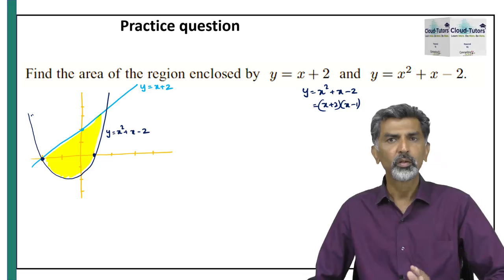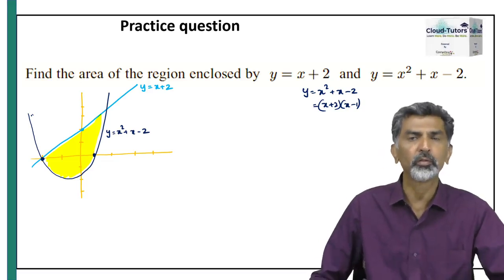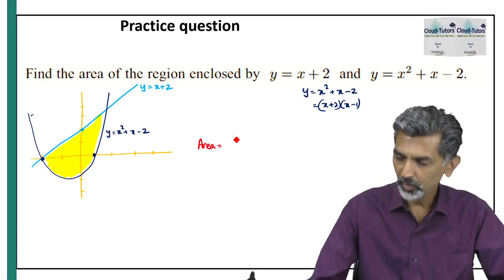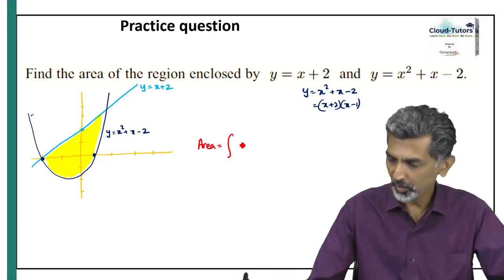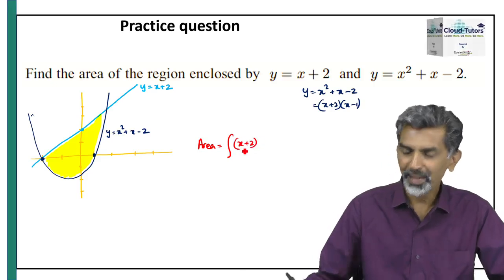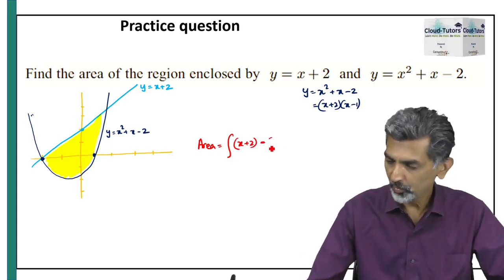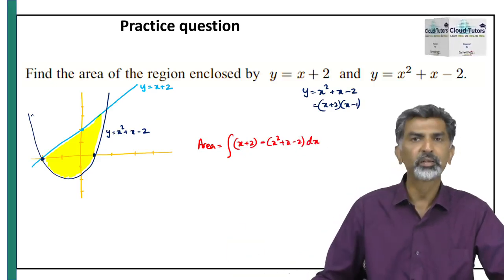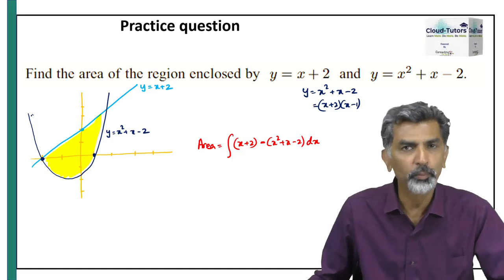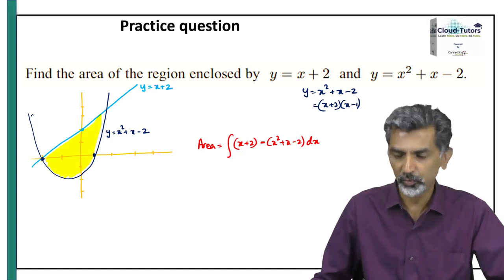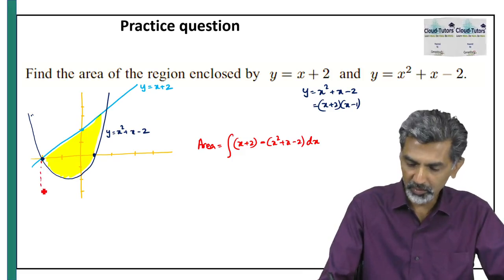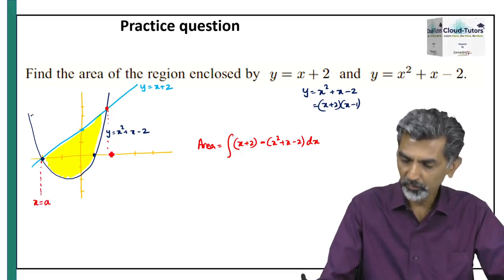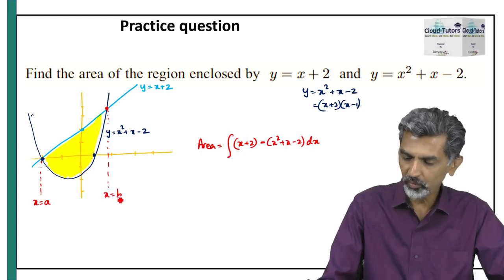Well, in this region, let's be very clear, what is the upper curve in that entire region? So the area is equal to the integral of the upper curve, which is x plus 2, minus the lower curve, which is x square plus x minus 2, dx. That's the area. But we have left out one important thing here. What are the limits of integration? Well, we can say x equals a here, and this point here, which should be x equals b.